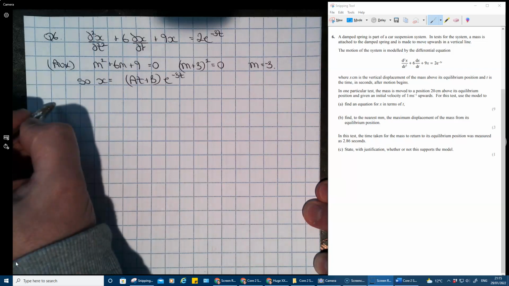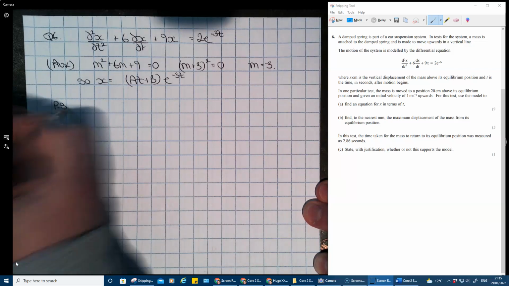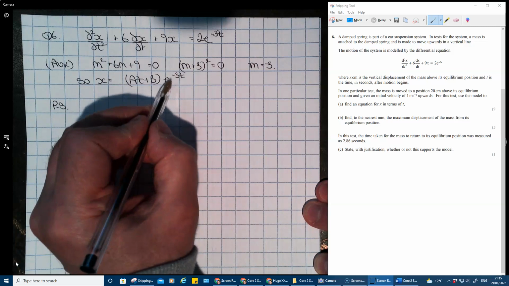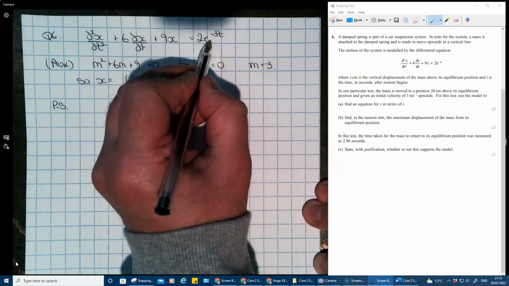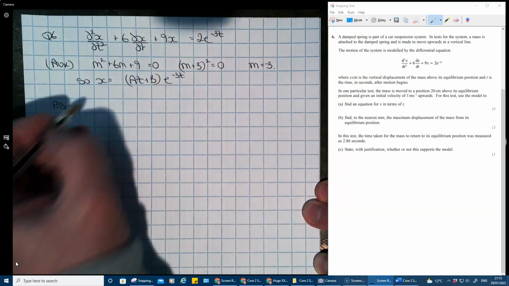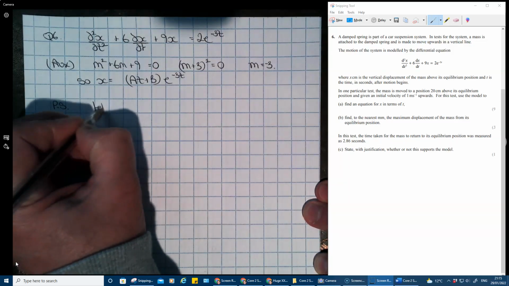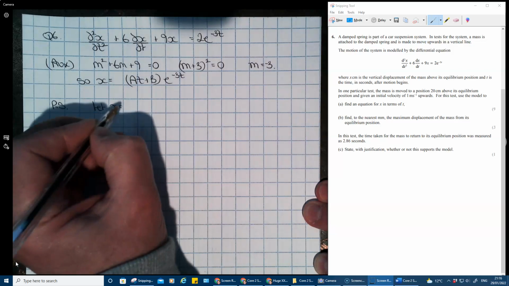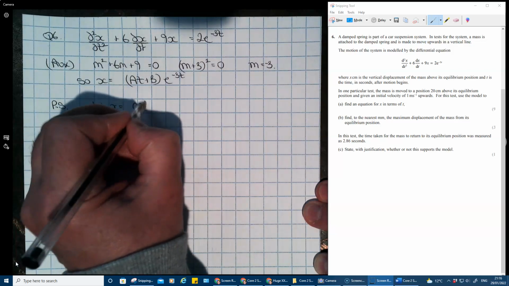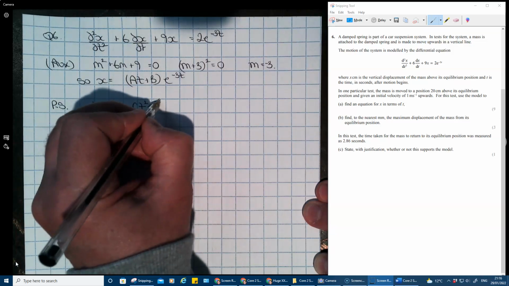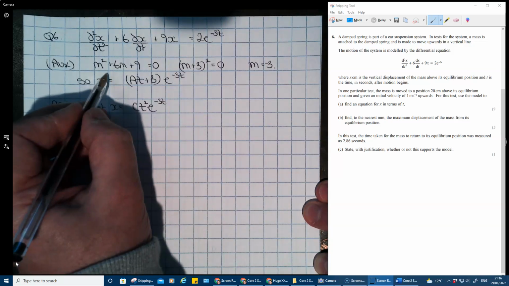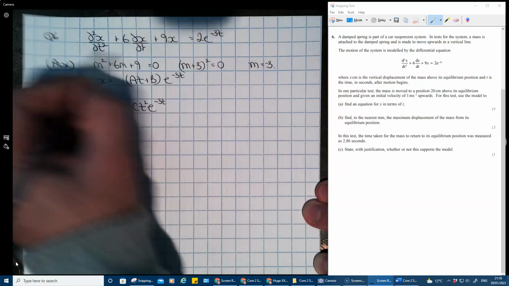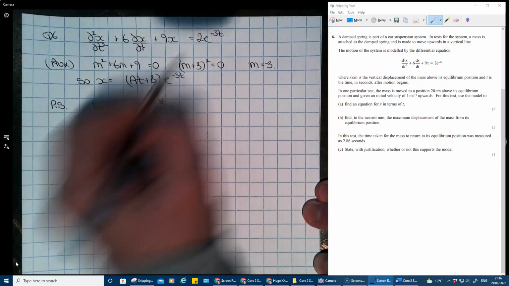Now we've got to find a particular solution. Because we've already got an e to the minus 3t, and we've got a t lots of e to the minus 3t, we're going to have to try let x equal ct squared e to the minus 3t. This is why you always do the auxiliary equation first, find the solution to the complementary function before you look for the particular solution.